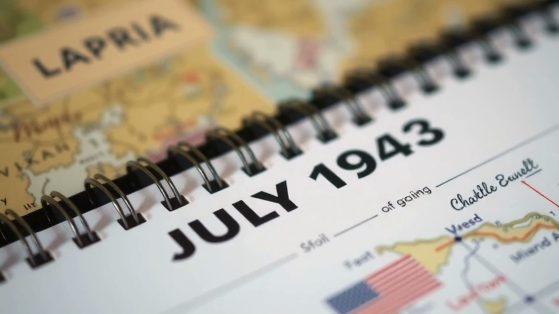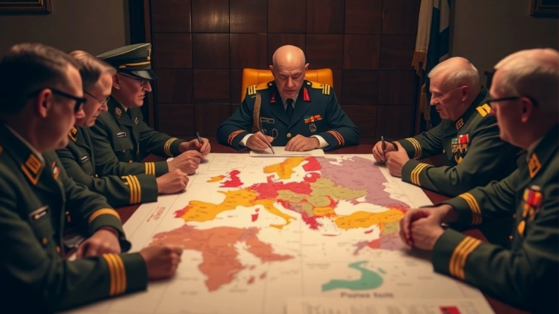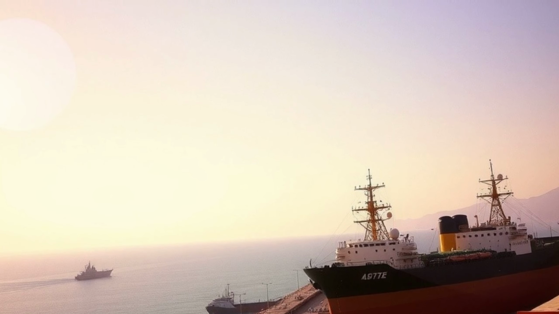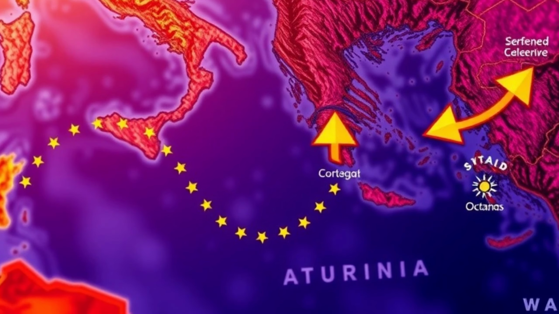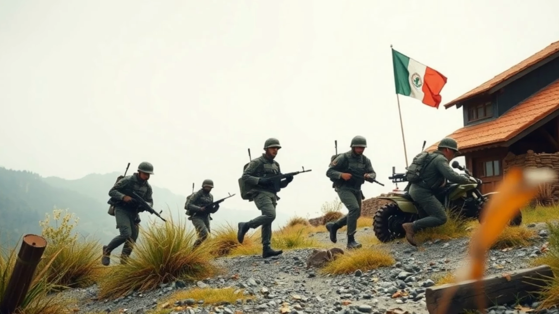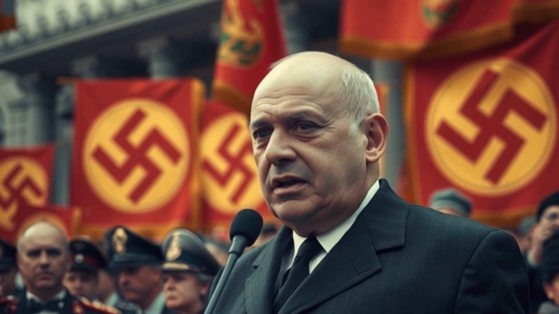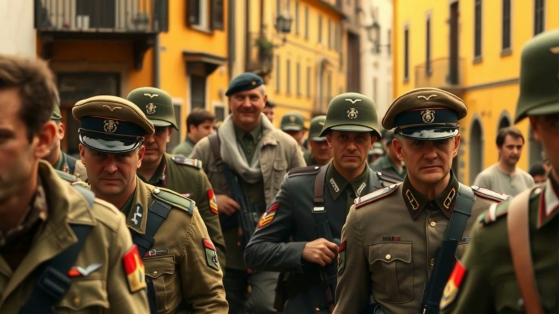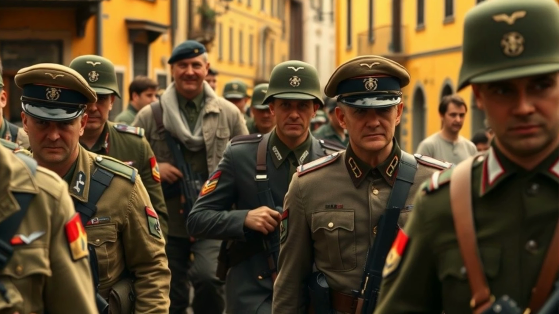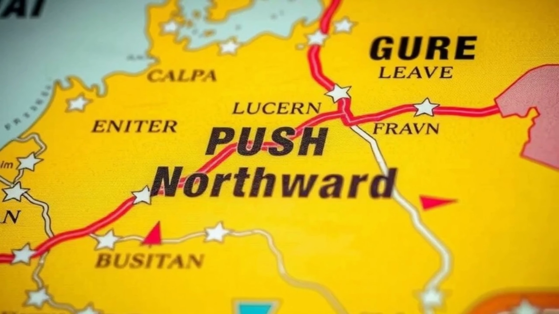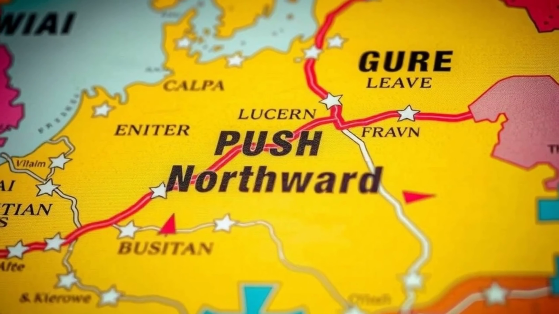July 1943, the tide is turning in Europe. The Allies launch Operation Husky, the invasion of Sicily. This opens the Mediterranean as a vital pathway for the Allied advance. Shortly after, Mussolini's fascist regime collapses and Italy surrenders. However, Germany quickly occupies Italy and fierce fighting ensues as the Allies push north through the Italian peninsula.